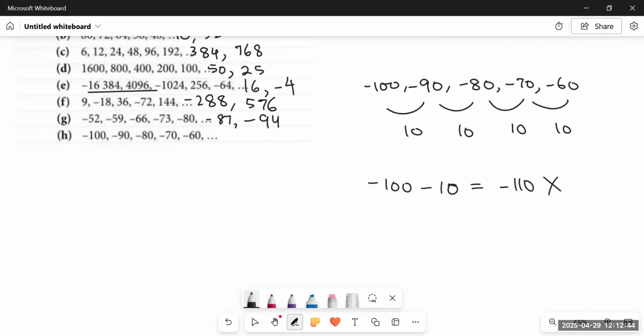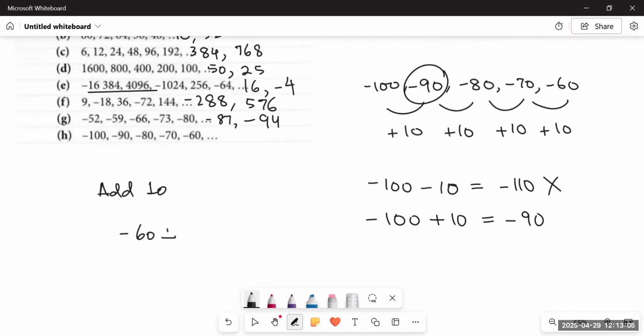It means I'll have to do it like this. Minus 100 plus 10 is equal to minus 90. Then I'm going to get minus 90. So I have to place plus over here. It means this time the rule would be add 10 to each term. Okay. So the next term would be minus 60 plus 10 is equal to minus 50. Minus 50 plus 10 is equal to minus 40.